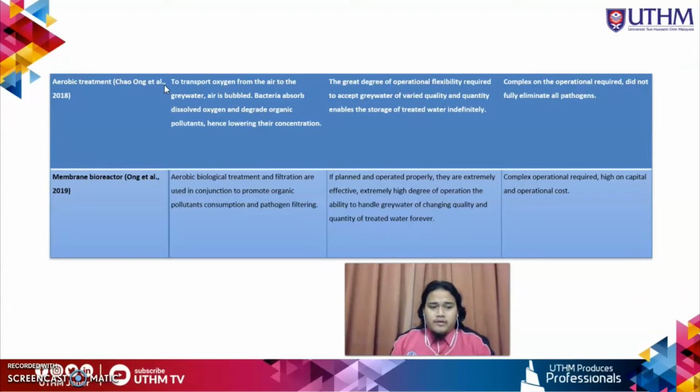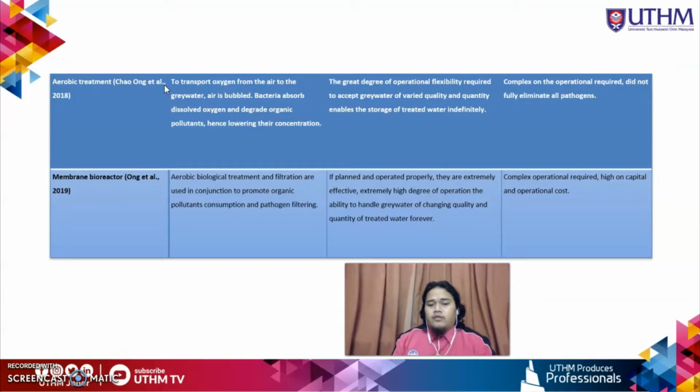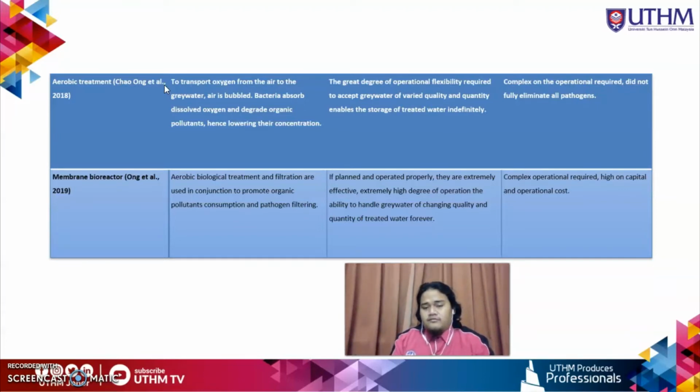And the last one is the membrane bioreactor. It is an aerobic biological treatment, and filtration is used in conjunction to promote organic pollutant consumption and pathogen filtering. This membrane bioreactor, if planned and operated properly, is extremely effective, with an extremely high degree of operation, and the ability to handle greywater of changing quality and quantity and store treated water forever. However, it is complex to operate, and these membrane bioreactors have high capital and operational costs.